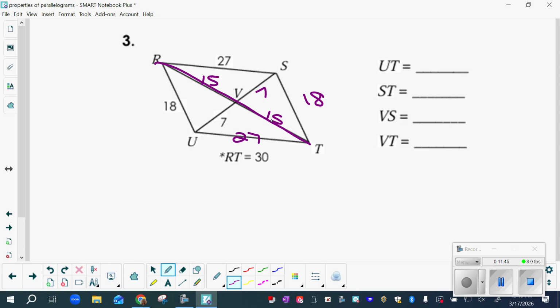Oh, the right angle. I didn't see the right angle mark. Yeah, that's fair. UT is 27. ST is 18. V to S, nice and easy, 7. V to T, 15. Light work.